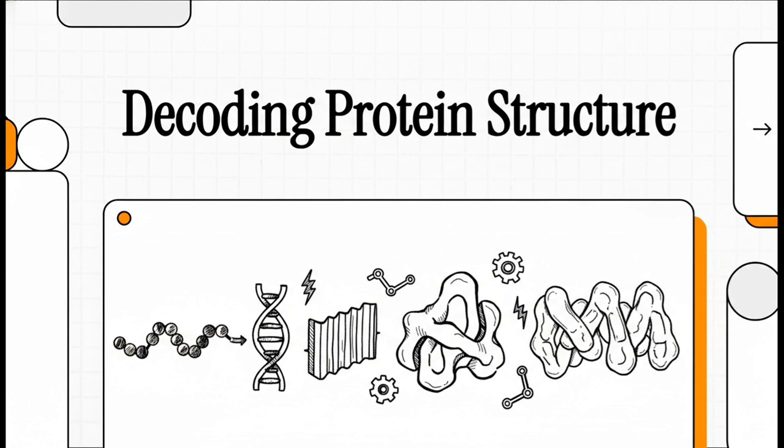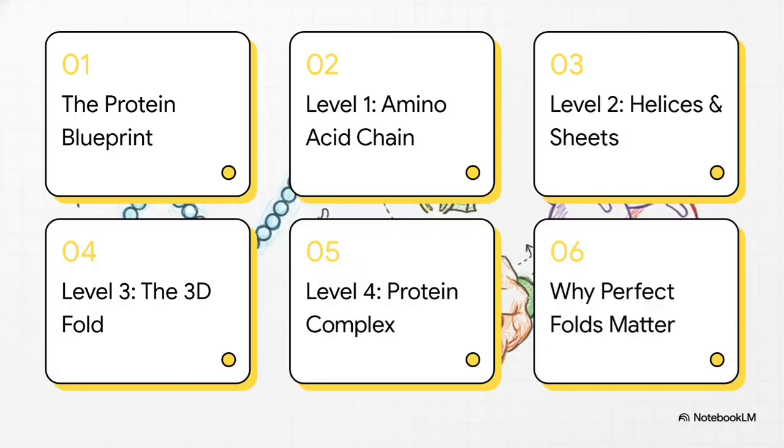Think of it as a crash course study guide to how they're built, from a simple string to an incredibly complex machine. So here's our game plan. We'll start with the overall blueprint. Then we're going to build a protein from the ground up through 4 distinct levels of architecture. We'll go from the primary chain to secondary helices, the tertiary 3D fold, and then the quaternary complex. And finally, we'll get into why getting this folding process exactly right is, quite literally, a matter of life and death.